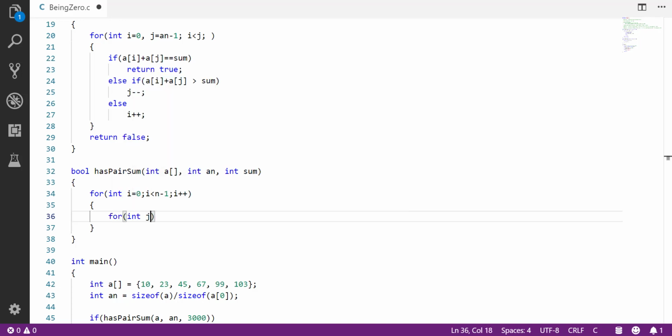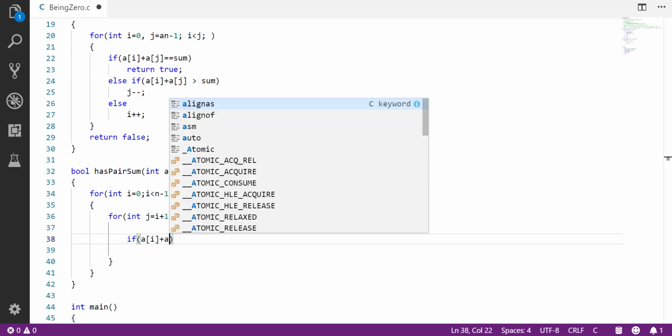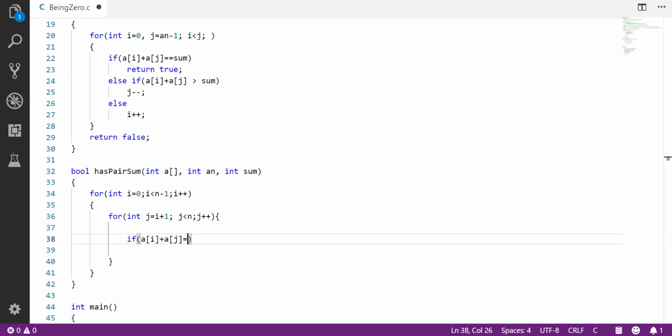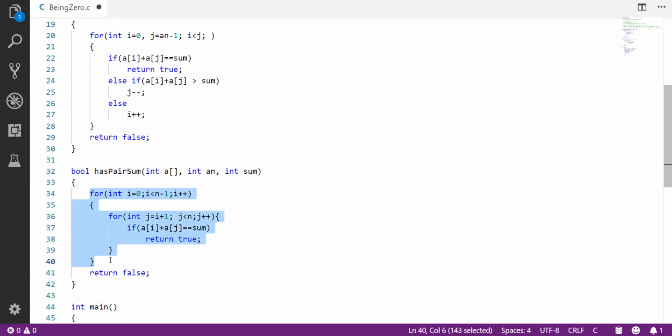Same way we say for int j is equal to the next index of i, j less than n, j plus plus. So this is our second loop. Now inside these two loops we can examine if a of i plus a of j is equal to the given sum. If this is true, then we say return true. Otherwise, we do not return false here, because in this loop all other pairs will be generated. We keep examining all the pairs, and once we are done, we can say return false. Because if we did not find any pair in these two loops, then we return false.